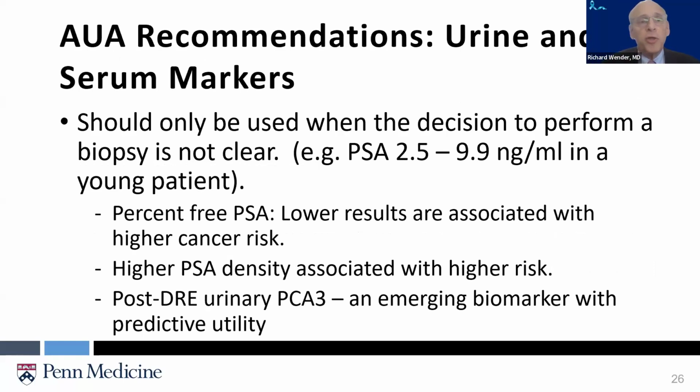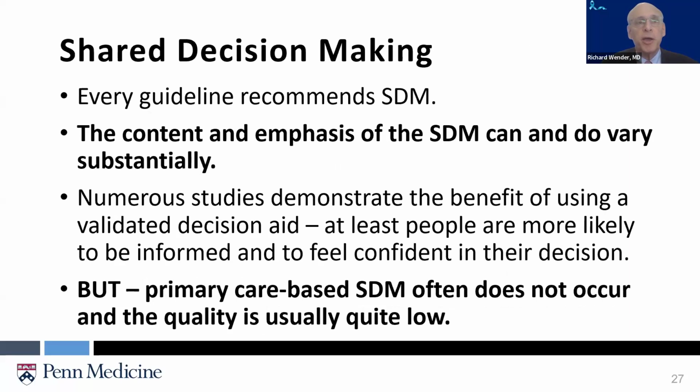There may be a role for other markers like percent-free PSA, PSA density, and a new marker, the post-digital rectal urinary PCA3, particularly if you're in this intermediate phase where you're not sure if you're going to do a biopsy. Finally, every guideline, as you can see, recommends shared decision-making. But as I mentioned earlier, the content and emphasis of the shared decision-making can and do vary substantially.